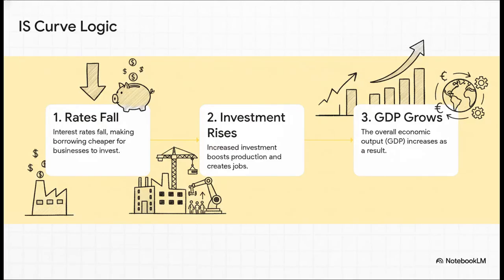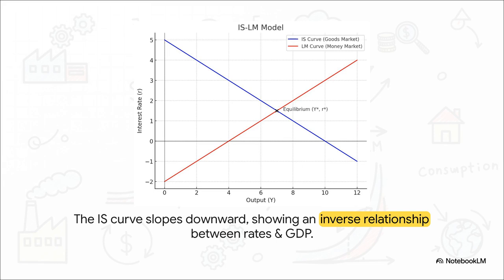So how does that actually play out? Well, try thinking like a business owner for a second. When interest rates fall, it suddenly gets cheaper to borrow money, right? So you're more likely to take out a loan to, say, build a new factory. That means businesses invest more, and all that investment creates jobs, it boosts production, and the whole economic output, the GDP, starts to grow.